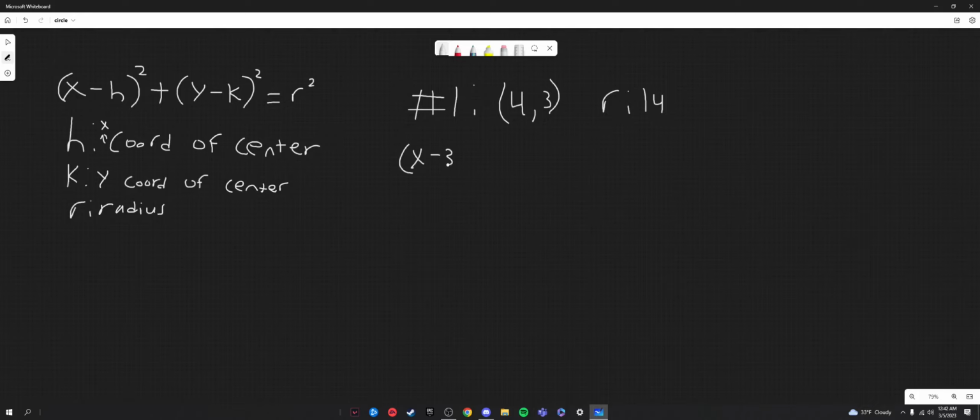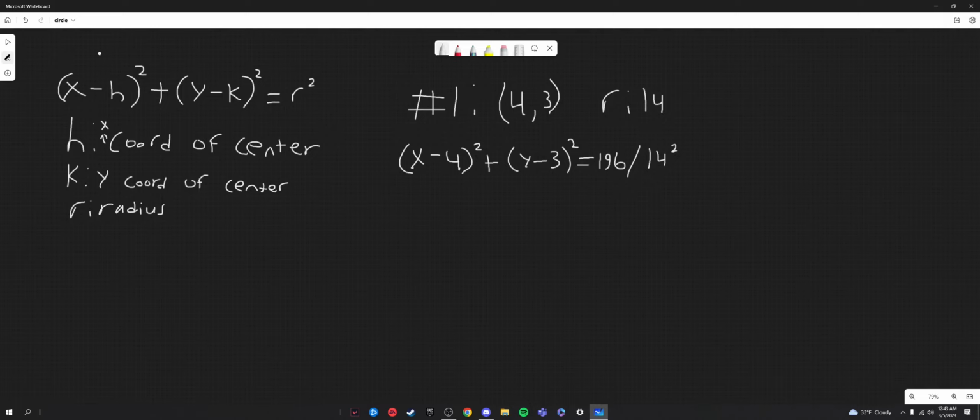This comes out to be x minus 3 squared plus, oh sorry, not 3. Let me go back. Not 3, it should be x minus 4 squared plus y minus 3 squared equals 14 squared, which I believe is 196. We're not dividing, it just means that 196 is also equal to 14 squared. That's pretty easy.